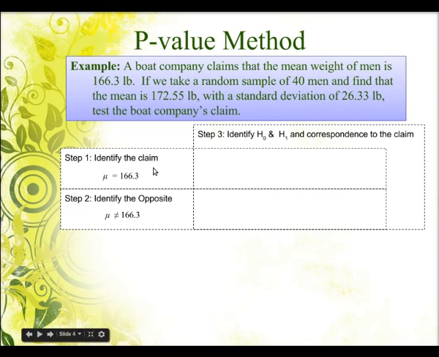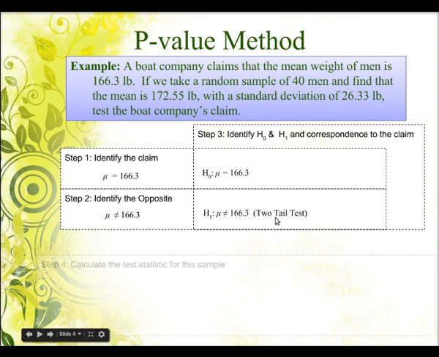Step 3, just like before, is identify the null and alternative hypothesis. And again, since the equal sign in this case is with the claim, the null hypothesis will go along with the claim, and the alternative hypothesis will go along with the opposite. Since the alternative hypothesis has a not equals, we know that this is a two-tail test.